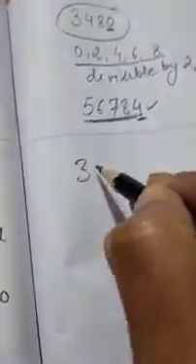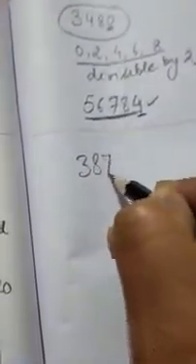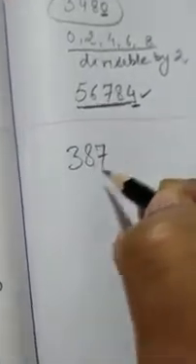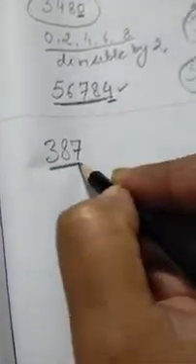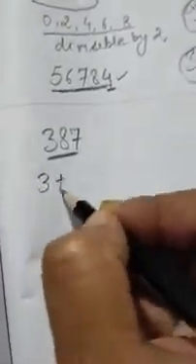See one more example relating to this. For example, a number is given to us: 387. Yes, we have to check whether it is divisible by 3 or not. So what we will do? Firstly, we will add its digits.